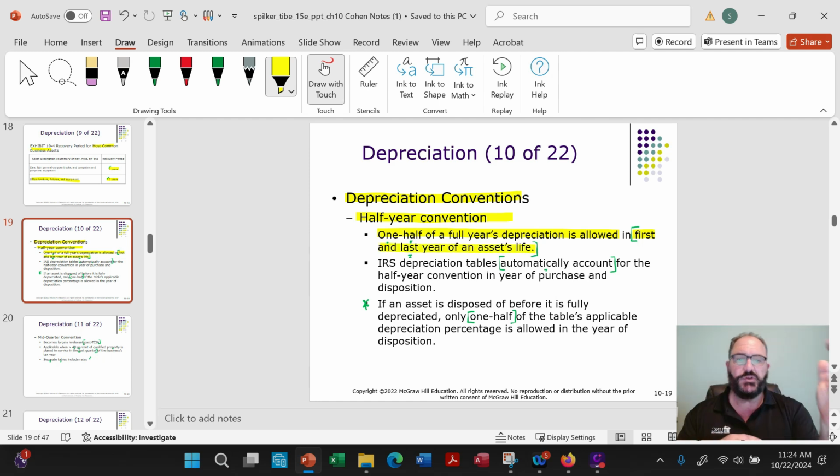First year half, last year half. Okay? And again, those tables automatically account for it. So when you're looking at those tables and those percentages, that's already calculated in. And if it's disposed of before it's fully depreciated, only 1/2 of the depreciation is allowed in the year of disposition. So wherever you're at, whatever year it is, you only take half. Okay, so that's the typical convention.